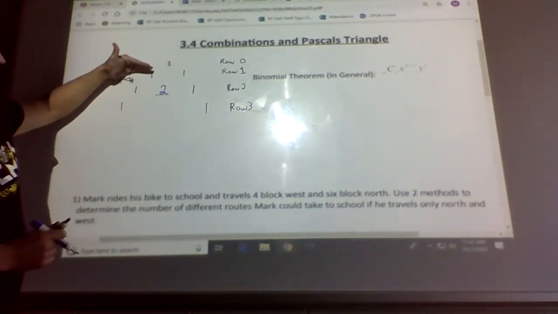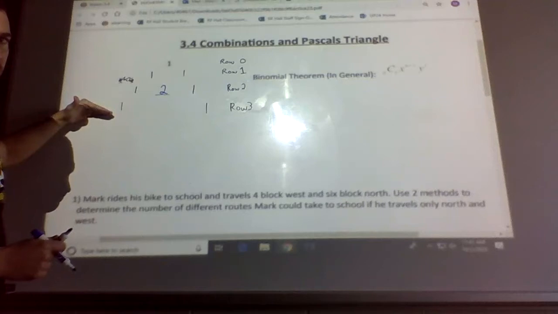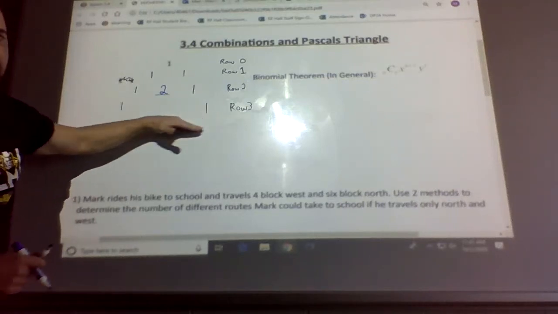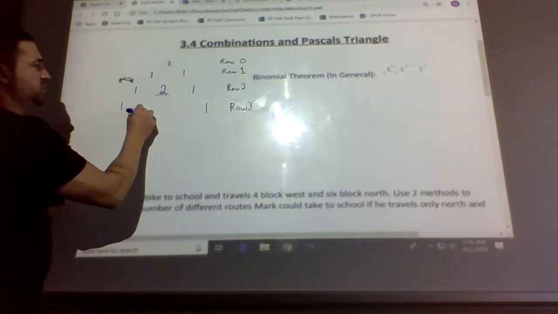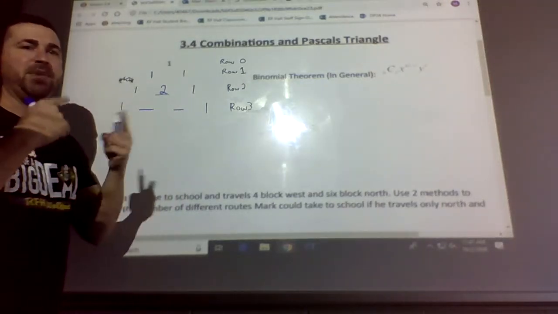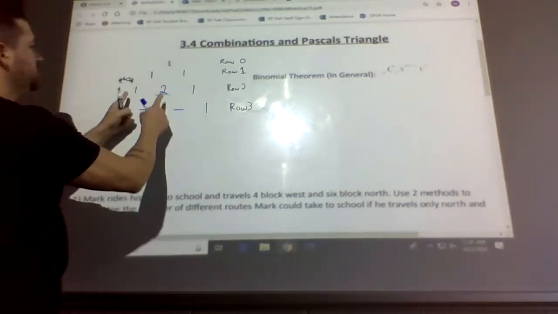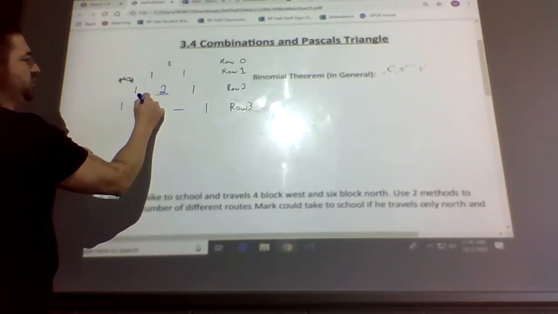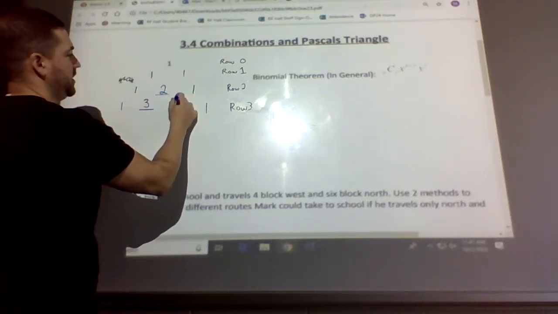So 1 number, 2 numbers, 3 numbers, row 3, we need 4 numbers here. So we need a number here and a number here. Again, we count the numbers above it diagonally. So 1 and 2 is 3. 1 and 2 is 3.